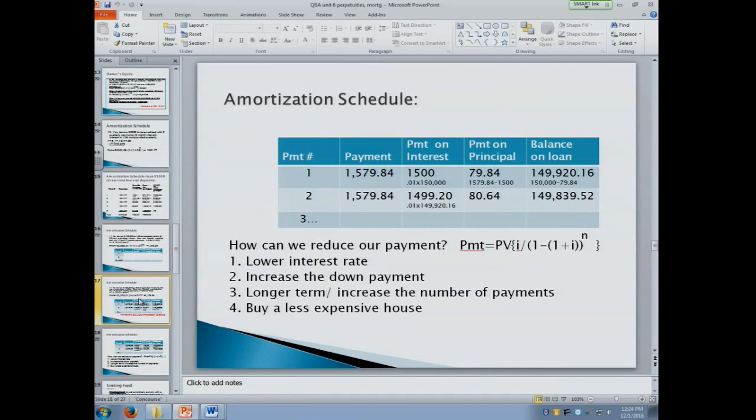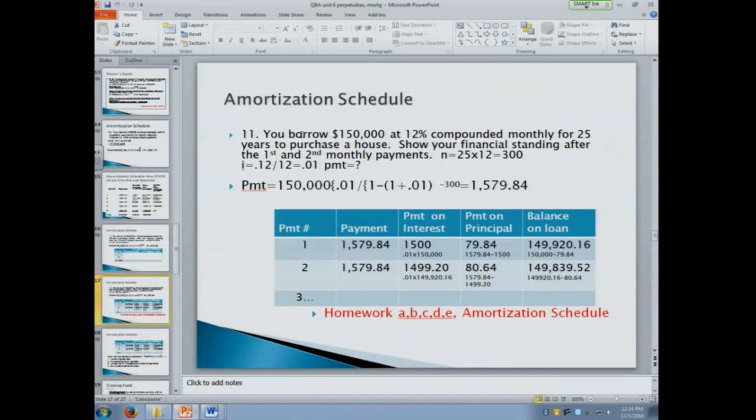So let's look at slide 17. Again, this might be review. You borrow $150,000. That's your mortgage. But it's also your present value at 12% compounded monthly, 25 years to purchase a house. Show your financial standing after the first and second month. So I just want the amortization table for the first month and the second month.